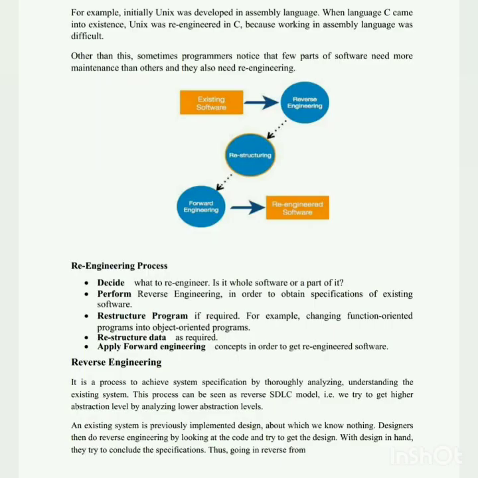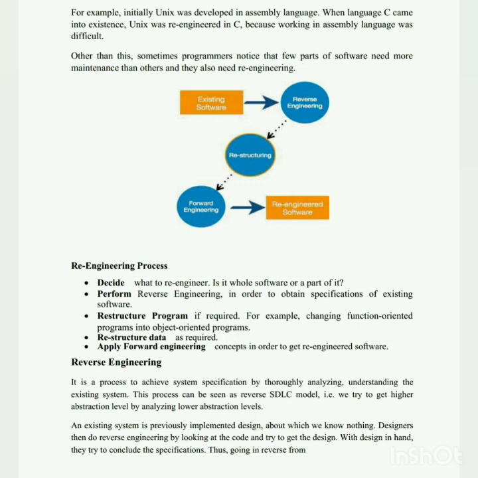Just take an example. When Unix was first introduced in the market, it was implemented in assembly language, because at that time the C language was not introduced. But after the C language was introduced, Unix was rewritten in C. That is the re-engineering of Unix using the C language. What is the need for that? Because working in assembly language is very difficult, and compared with that, C is very user friendly, that is, it is easier compared to assembly language.